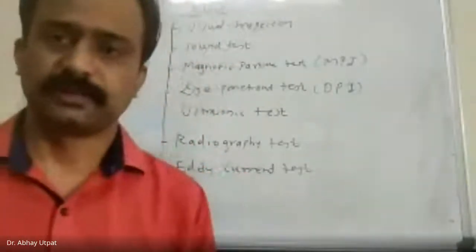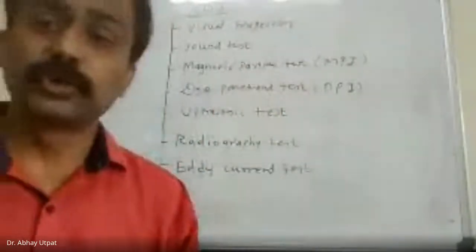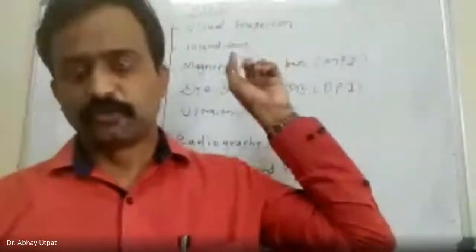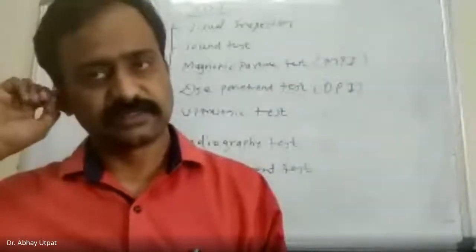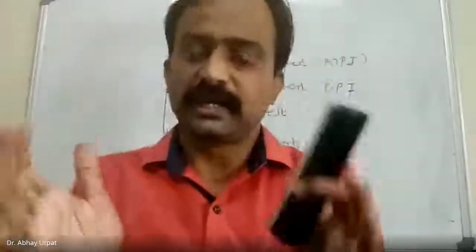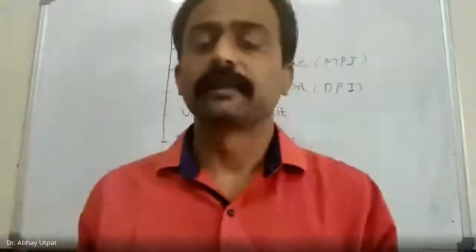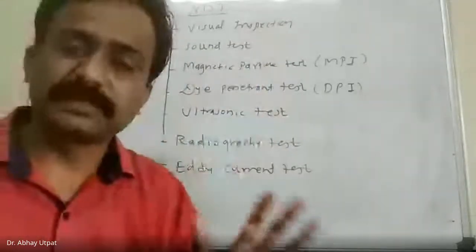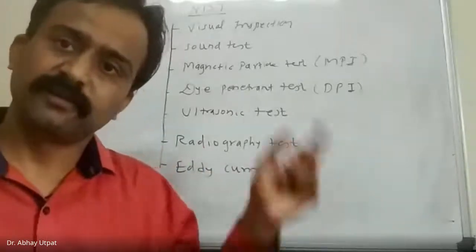Now just pay attention. The first test I have written is visual inspection. The first two tests, visual inspection and sound tests, are non-standard tests. Non-standard means what? Thumb rule. There is no special standard in it, no international standard. It is based on skill. I repeat once again: the first and second tests are skill-based tests. So if the person has more skill, he can detect it well.